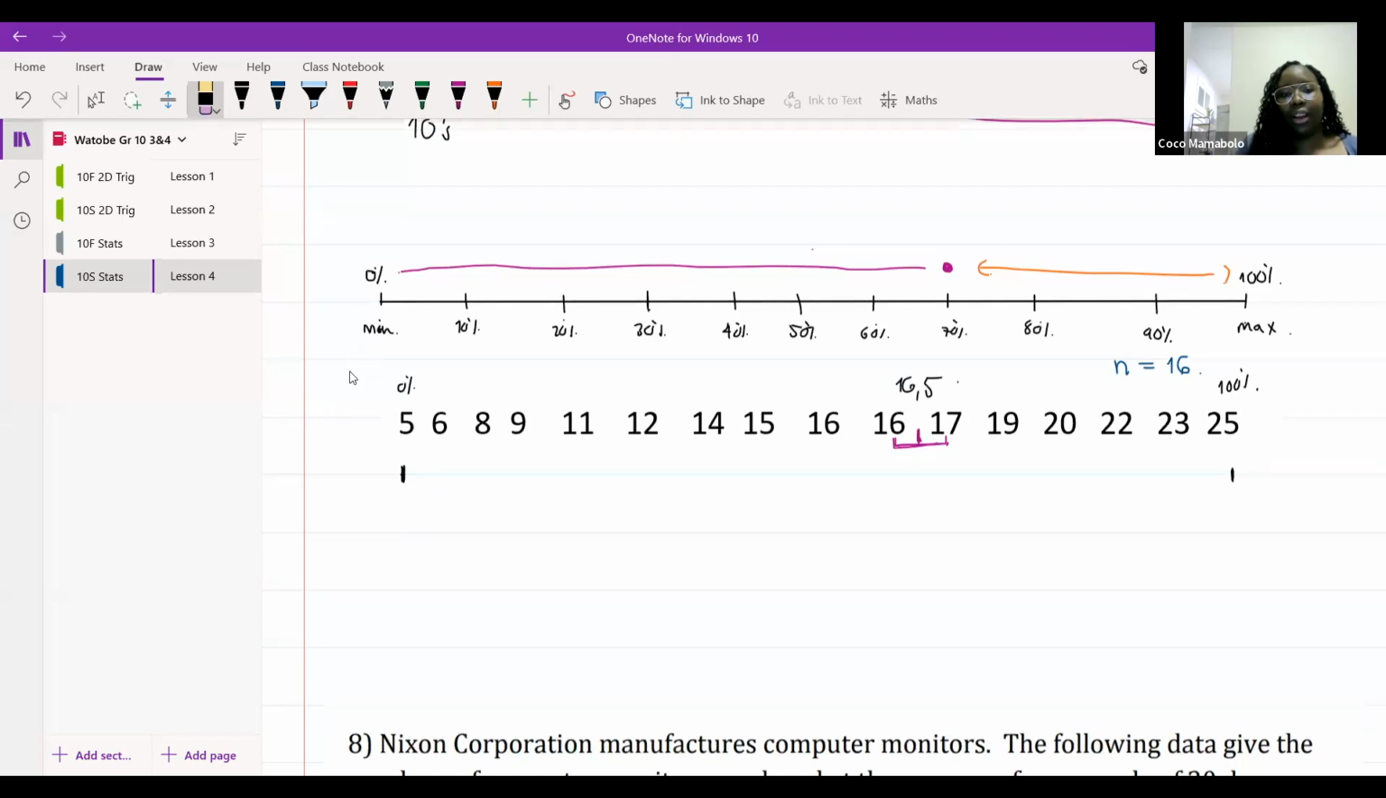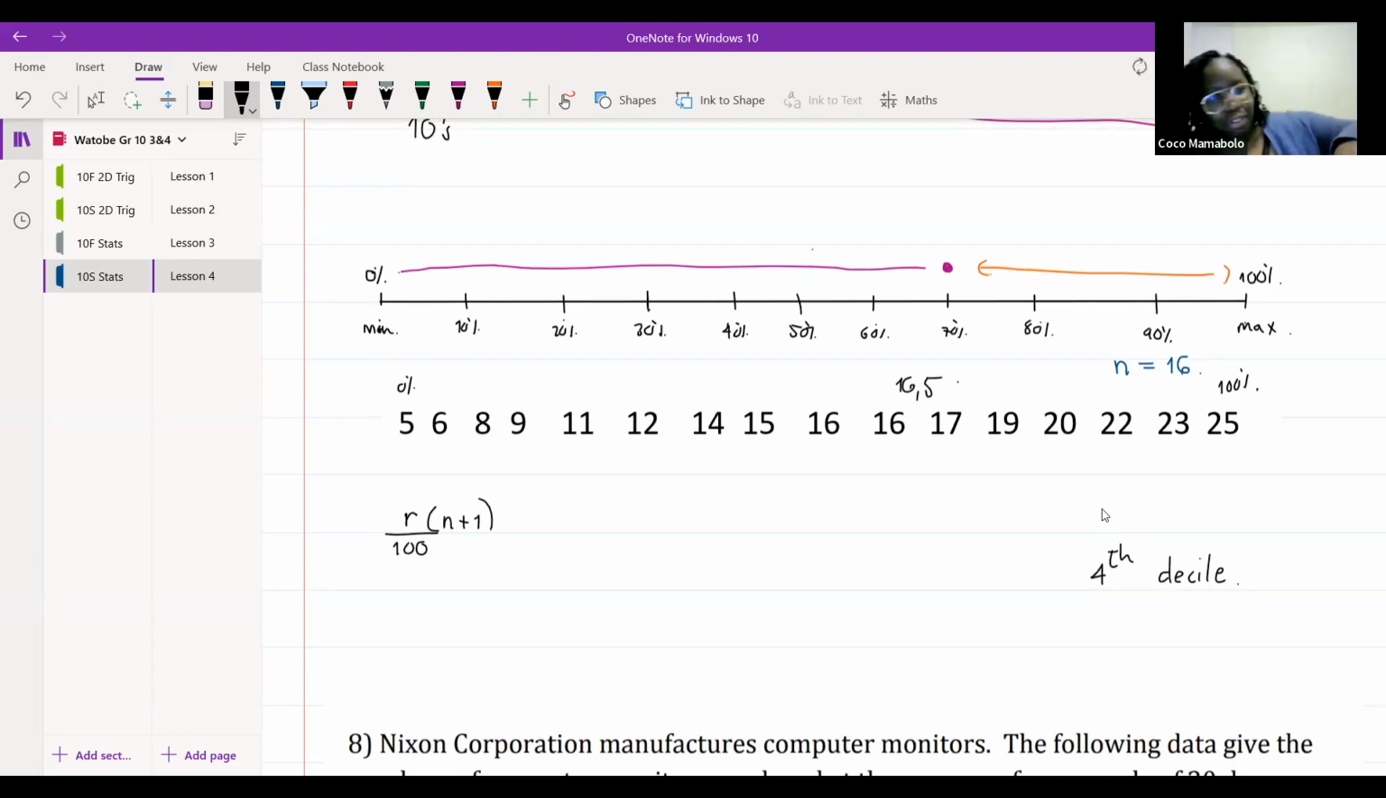I want you guys, I'm going to leave this formula up here. I'm going to remind you guys that in order to calculate for the deciles or the percentile, we want R over 100 multiplied by n plus 1. I want you guys to go and find me the fourth decile. Go find me the fourth decile, please. You've got 2 minutes. It's not that difficult a question. Fourth decile, please.